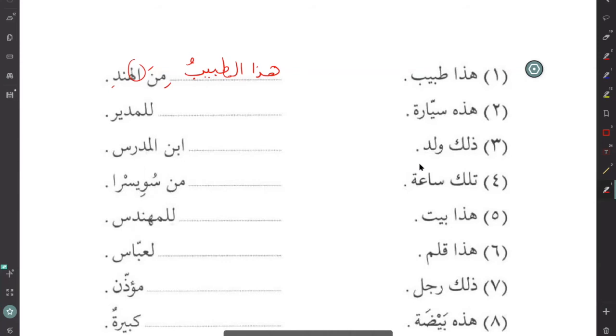Here you have هذه سيارة. It's a complete sentence. This is a car. But they want you to say هذه السيارة. But it's not complete. This car is للمدير. For the, what is mudir? Depends, mudir has many different meanings based on the context. In the school, it will probably be principal. In the company, it will be a director or general manager, something like that.